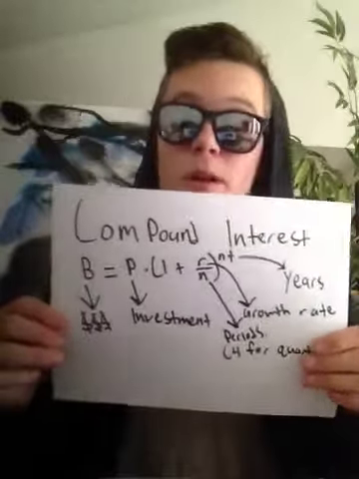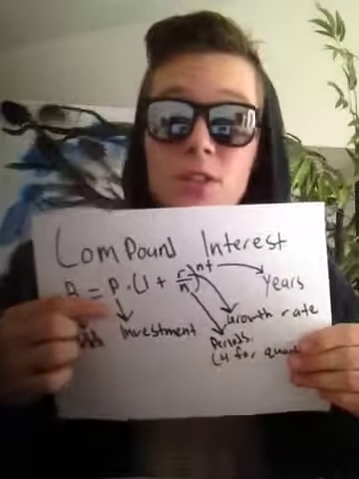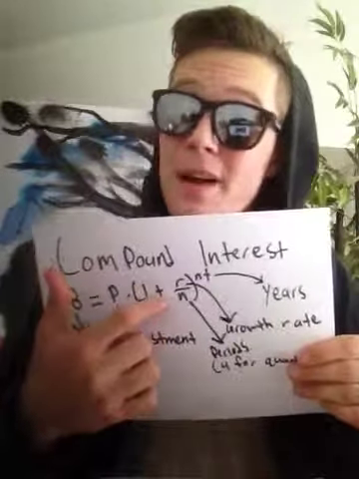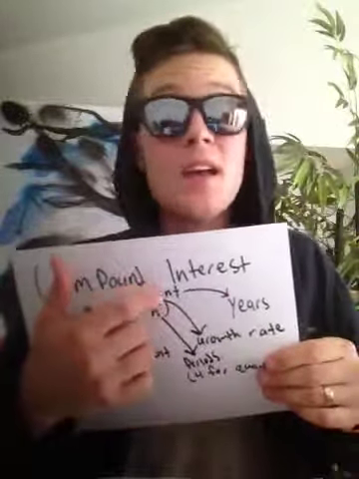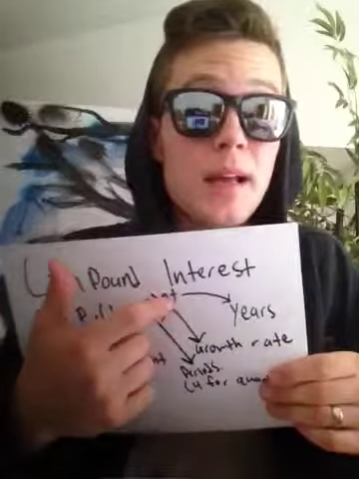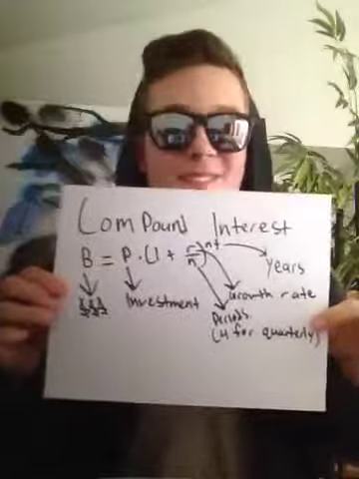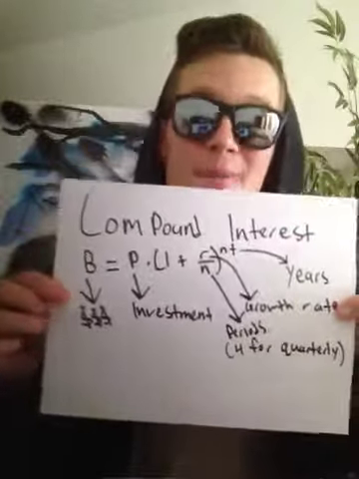What does that mean? Well, you have your initial investment multiplied by 1 plus the growth rate divided by the periods, close the parenthesis, raised to the number of periods multiplied by the number of years. Hopefully you get a whole lot of money. That's it right there. That's B.